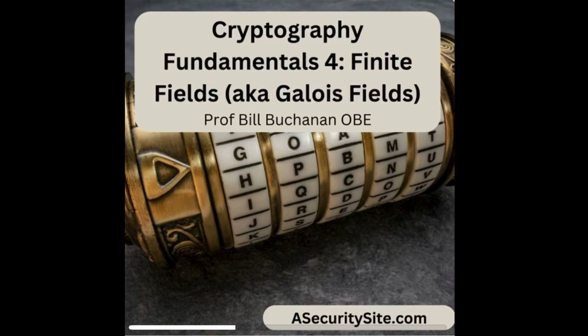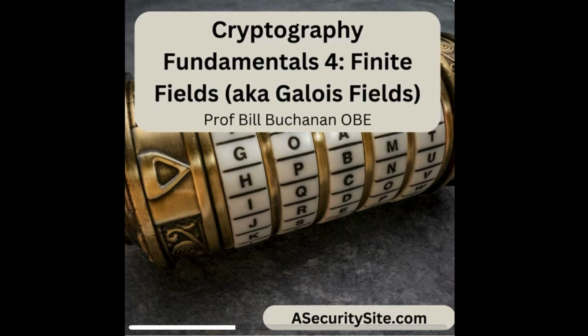Additive and multiplicative inverses. This is where, for a value a, we can find a value of b so that a plus b equals 0. For multiplicative inverse, there is a value of b for a so that a times b equals 1. With our finite field in cryptography, we want all of these to work, so that we can reverse the operations that we apply.